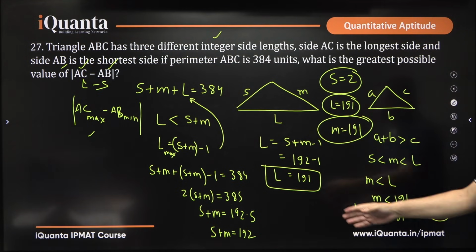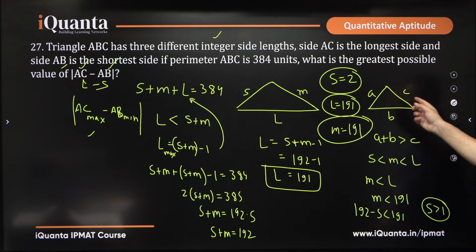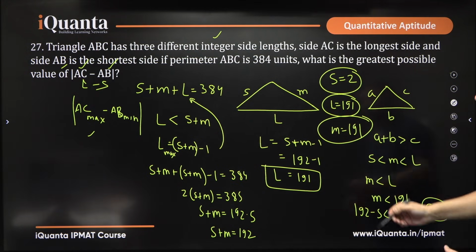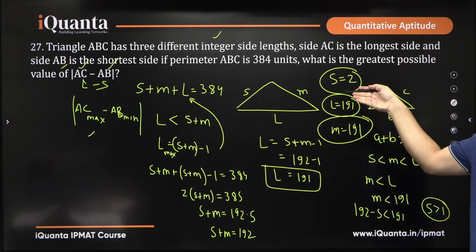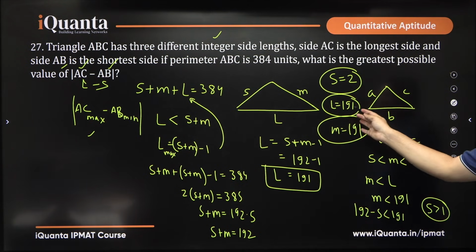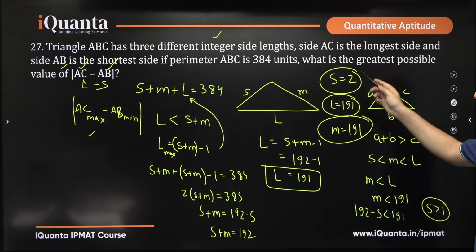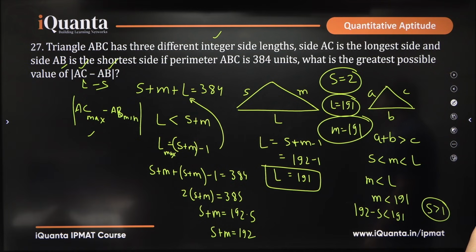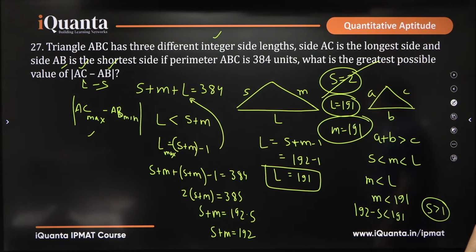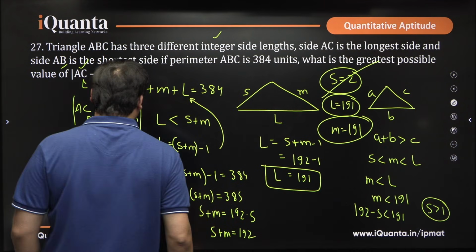So, according to L 191, S greater than 1, which we took, M should be 191, then only the perimeter will be 384. But is L actually remaining the longest? The moment M becomes equal to 191, this does not satisfy, isn't it? So, then this is gone. So, what is the next value of S that we can take? Can we take S equal to 3?